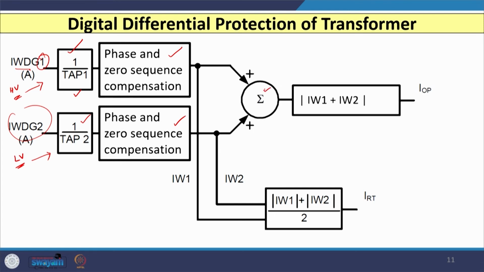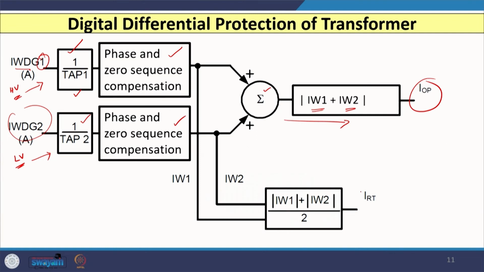Both these values will be given to the summing block. Finally, we have the operating current, which is nothing but the vectorial addition of 2 currents, that is from one winding and another winding, or from the HV winding and the LV winding. So, if you have 3 currents in the HV winding, R Y B, and similarly 3 currents in the LV winding, also R Y B, then you have to do this vectorial addition phase wise.